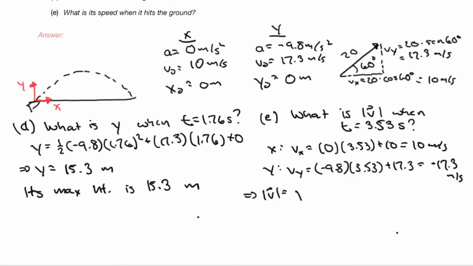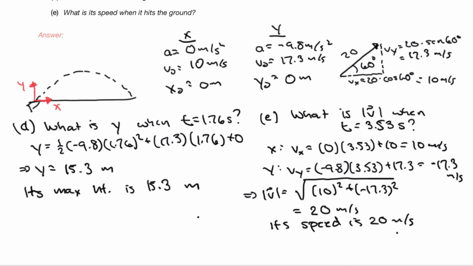We now solve for the speed by using the Pythagorean theorem, and the value we get is 20 meters per second, which is again the speed with which it was launched. This just goes back to the same symmetry we've been discussing before. And so its speed is 20 meters per second when it hits the ground.